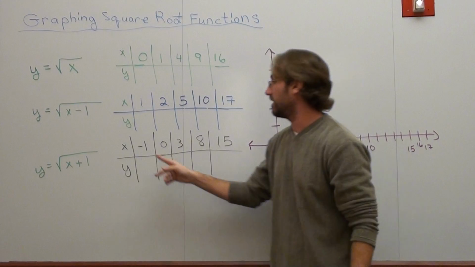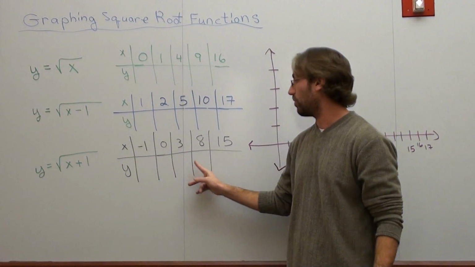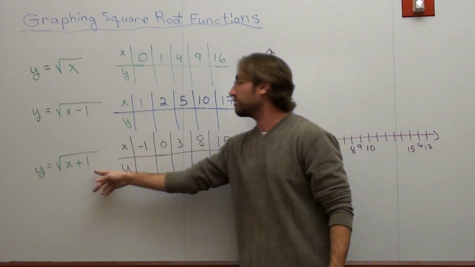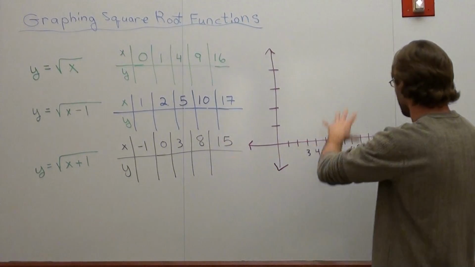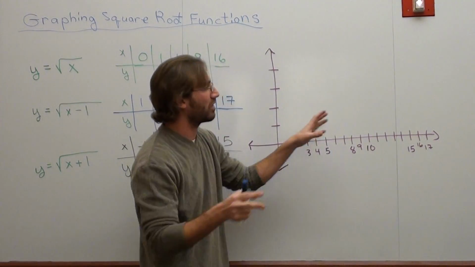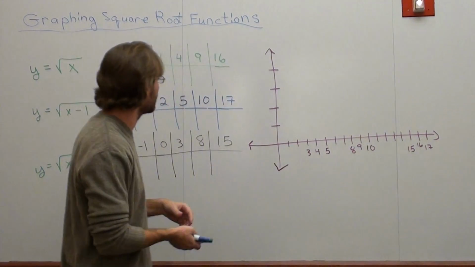Same thing for the third one. -1 plus 1 is 0, 0 plus 1 is 1, 3 plus 1 is 4, 8 plus 1 is 9, 15 plus 1 is 16. So that's how I got these specific values. And I took this magnified graph, and I had to write my numbers beforehand, so I'm not going to struggle trying to figure it out later on, what I have to do.